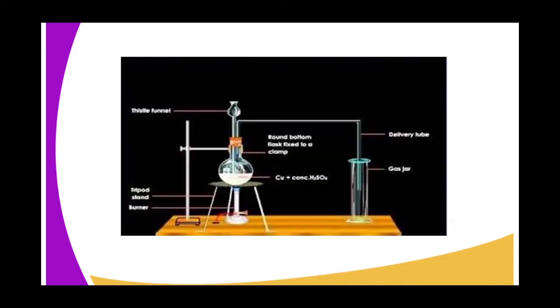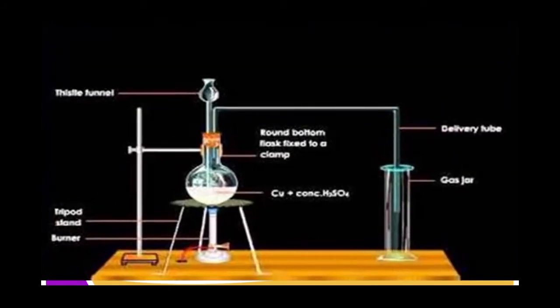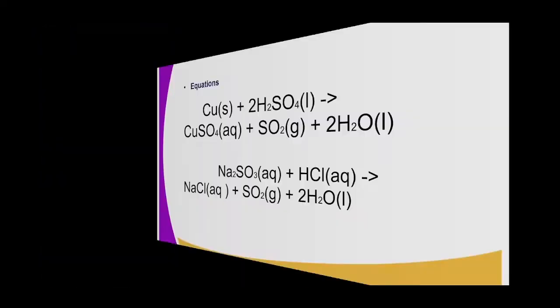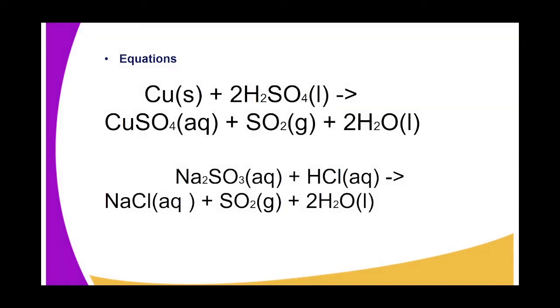Another method we can use to prepare sulphur 4 oxide gas is by reacting copper turnings with concentrated sulphur 6 acid. When we react copper turnings with concentrated sulphur 6 acid, we are going to get sulphur 4 oxide gas, and it is collected by downward delivery. Copper plus sulfuric acid gives us copper sulfate plus sulphur 4 oxide gas and water. And sodium sulfite plus hydrochloric acid gives us sodium chloride plus sulphur 4 oxide and water.